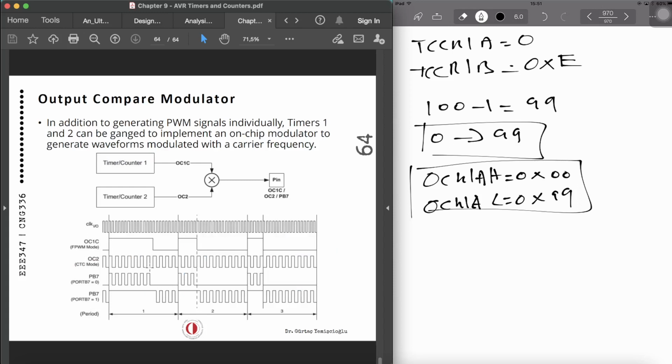And the output compare modulator, for generating PWM signals, which we are going to see later on. They can be used with the chip modulator to generate waveforms modulated with a carrier frequency. So timer 1 or timer 2 can be used, and we can generate the waveform from the pin OC1C or OC2. We are going to talk more about the waveform generation in another chapter.